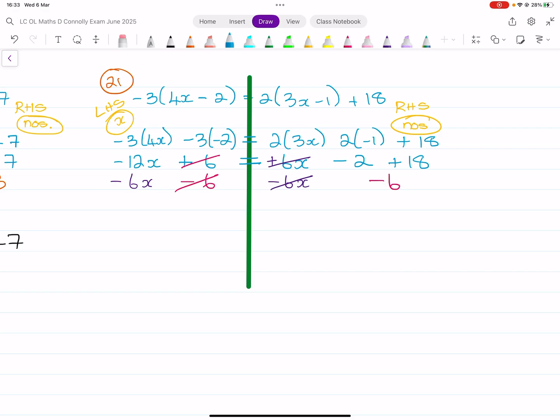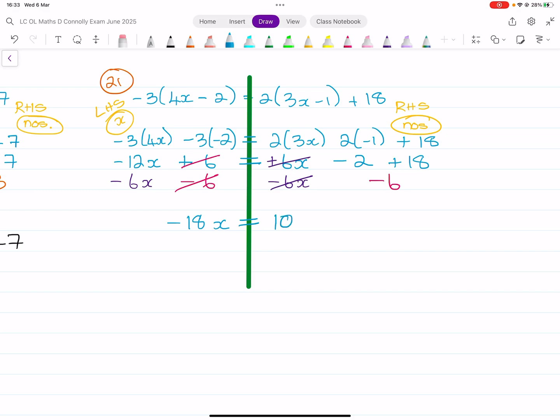So minus 12 minus 6, that's not multiplication. That's just subtraction. So minus 12 minus 6 is minus 18. And it's the x family. And then the other side is minus 2 plus 18, 16. 16 minus 6 is 10.